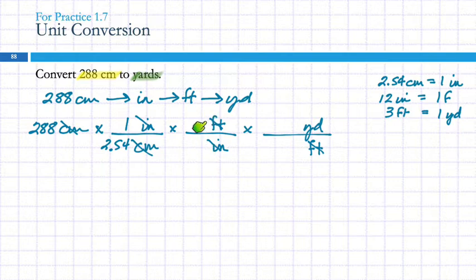So here I have feet on top and inches on the bottom. Where do I put the 12? Bottom, with its unit. See, it's 12 inches. Where's the inch? It's down here. That's where the 12 goes. And on the other side is 1 foot. And then 3 feet to 1 yard. So here I've got yards on top, feet on the bottom. 3 feet. Well, the 3 goes with its unit.